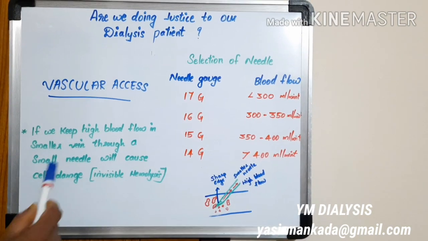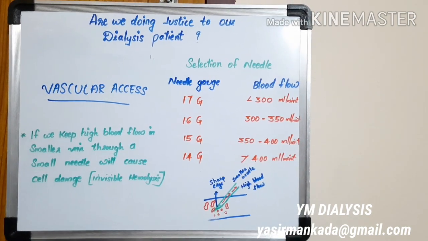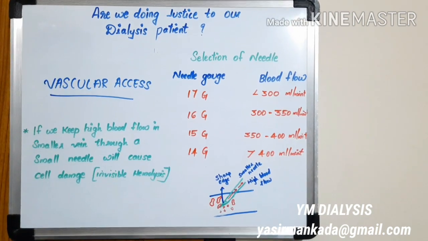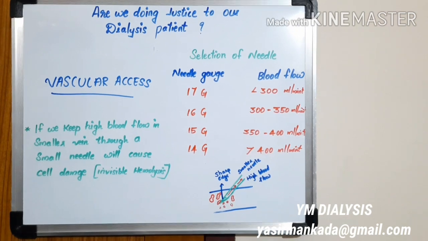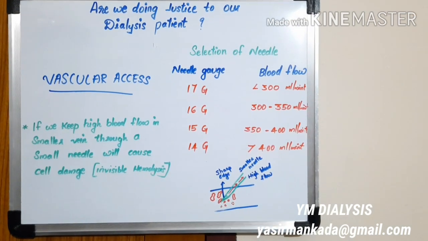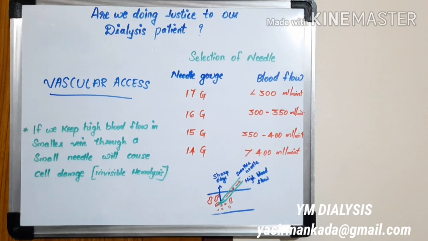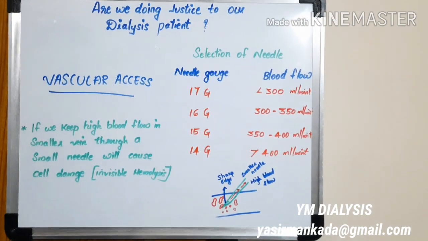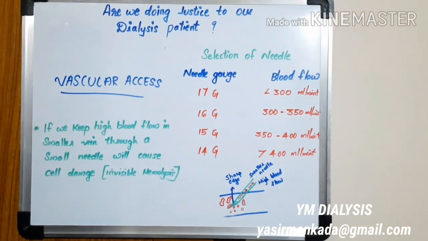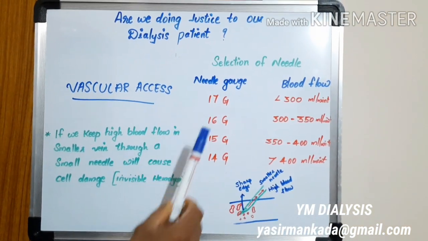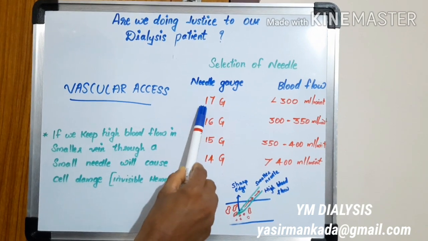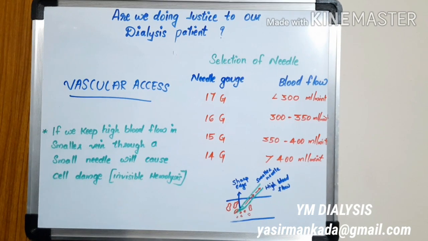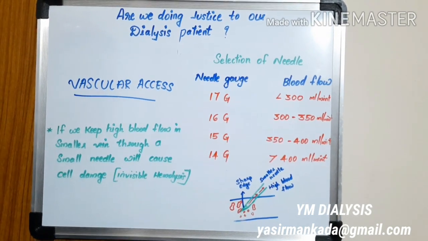As dialysis staff, everyone should know how to select the AVF needle and how much blood flow we are supposed to keep. The list is showing the needle gauge and effective blood flow. So always we start with a 17 gauge needle. It's less than 300 ml per minute blood flow. So initially we keep 150 to 200 ml per minute and gradually migrate to a 16 gauge needle if the fistula is matured.